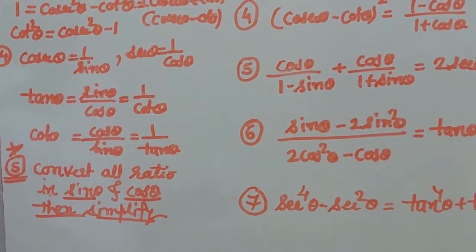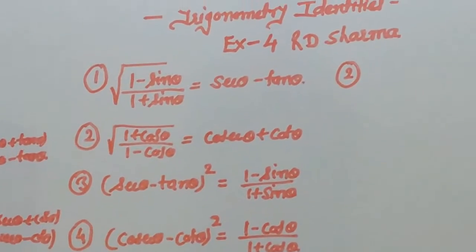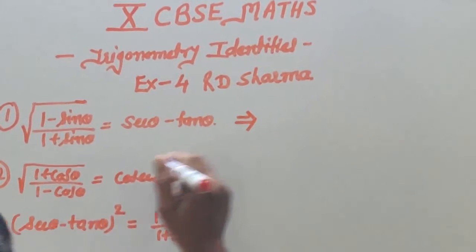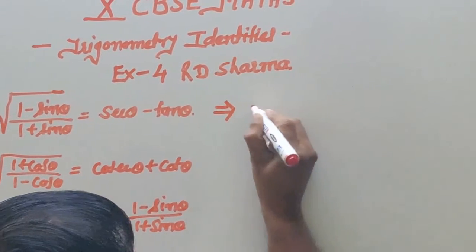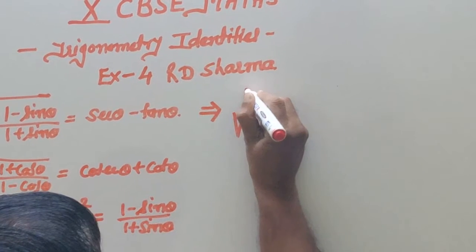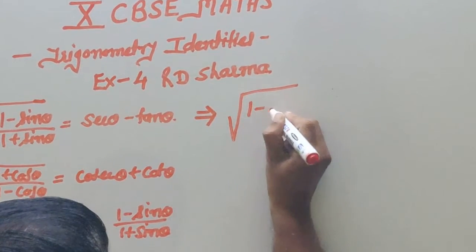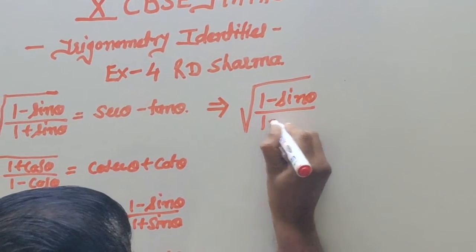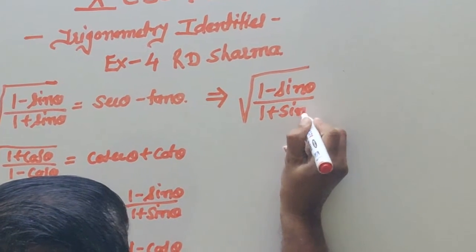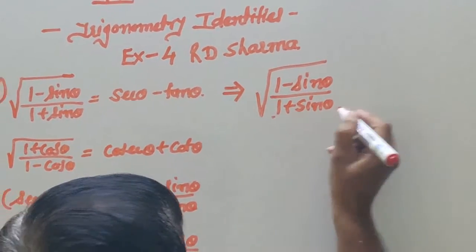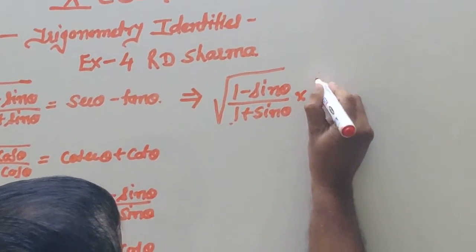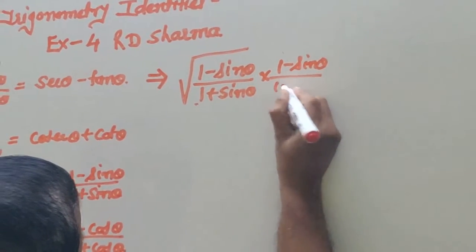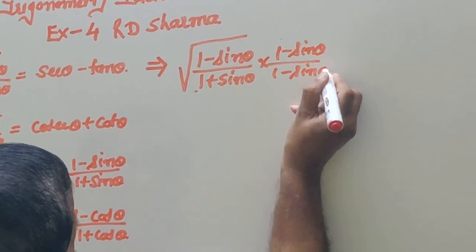So we are going to solve the first numerical. What is given in the first problem? Under root of 1 minus sin theta upon 1 plus sin theta. Now I can rationalize this. You already know how to rationalize. The denominator is 1 plus sin theta, so my rationalizing factor is 1 minus sin theta upon 1 minus sin theta. Can I write like this?